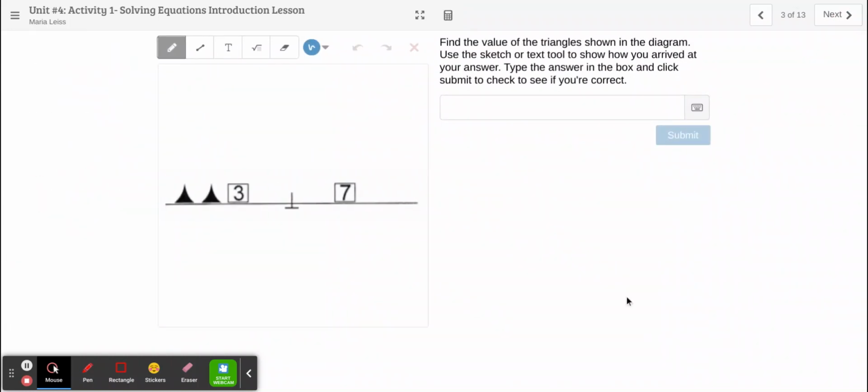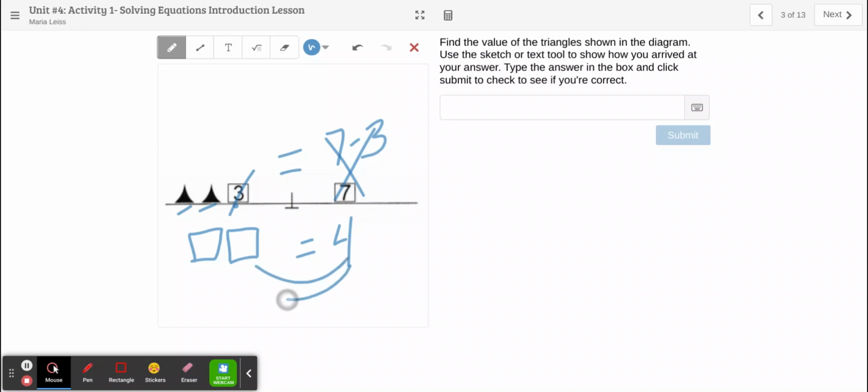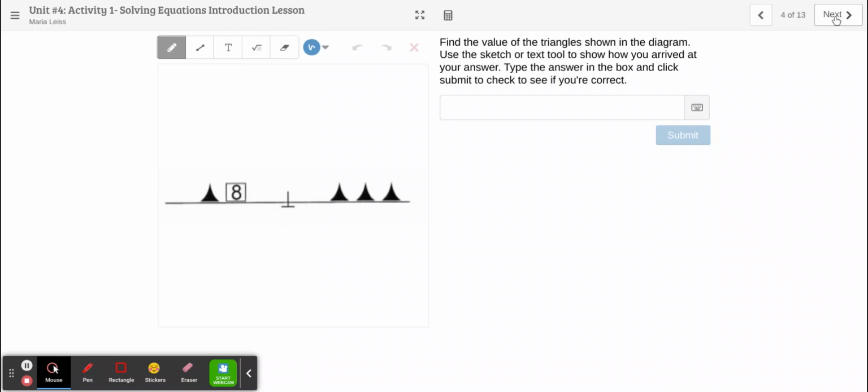Same thing here. All right, so I know the total has to equal 7. So I know that something plus 3 equals 7. So if I take this 3 off here, I have to take it off on this side. 7 minus 3, so now I know that this has to equal 4. So something plus something equals 4. Well, take these 4, divide them evenly into the 2. 4 divided by 2 is going to give me 2. Let's check it and see if we're right. Yay us.